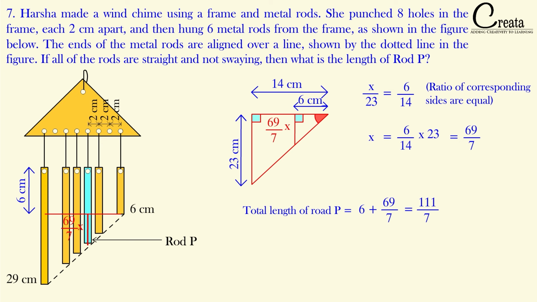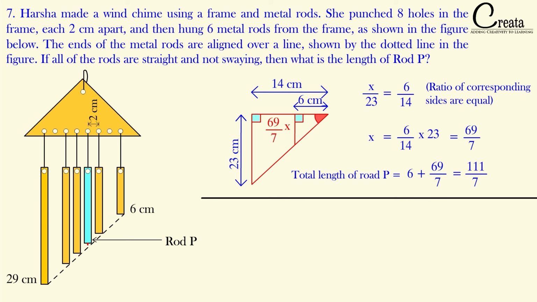Very simple. We have just identified two triangles in the given figure, and these two triangles are similar to each other. We have applied the ratios of the corresponding sides in similar triangles are equal to each other. Very simple. The next approach that we can also use is arithmetic progression, AP.